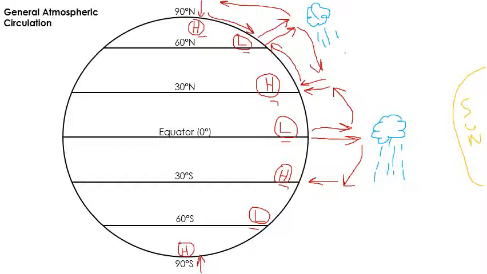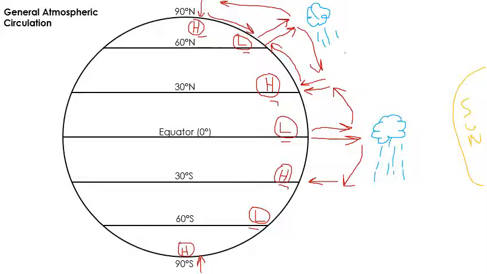Now, air moves from areas of high pressure to low pressure, right? If we have descending air, that air is piling up and descending and it pushes out and flows towards areas of low pressure. So I'm going to use green here. And so between these bands of latitude, we have air moving from high to low.